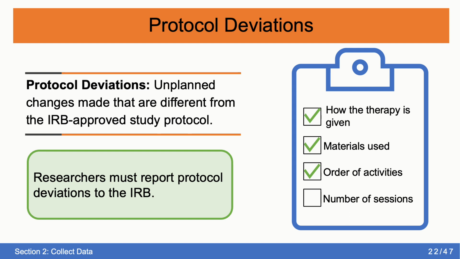Researchers should usually avoid any unplanned changes. However, sometimes there are situations where it is not possible to avoid these changes. For example, canceling a therapy session because a participant needs to take care of their sick child is an unplanned change, but it is also the right choice to make.